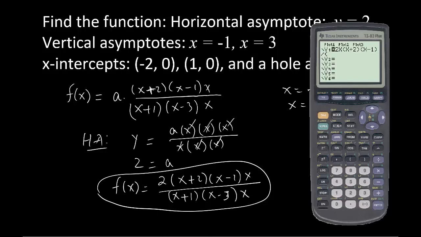So I'm typing my function in the calculator. First I need to write 2x and then x plus 2, then x minus 1 from my numerator. In the denominator, I need to use double parenthesis because one will be for those here and another will enclose everything. This is very important. So I write x plus 1, and then the next one is x minus 3. And then finally I have x, and then close it. Now graph the function.